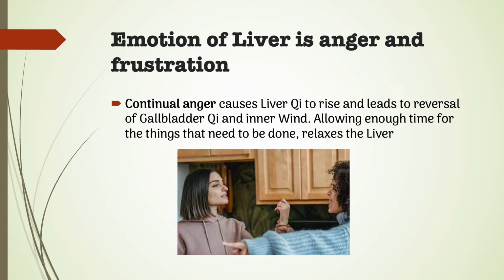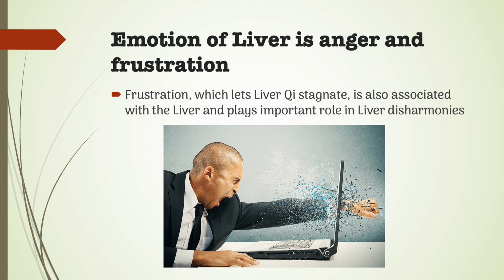Continual anger causes the liver qi to rise and leads to reversal of gallbladder qi and inner wind. Allowing enough time for the things that need to be done relaxes the liver. Frustration, which lets the liver qi stagnate, is also associated with the liver and plays an important role in liver disharmonies.